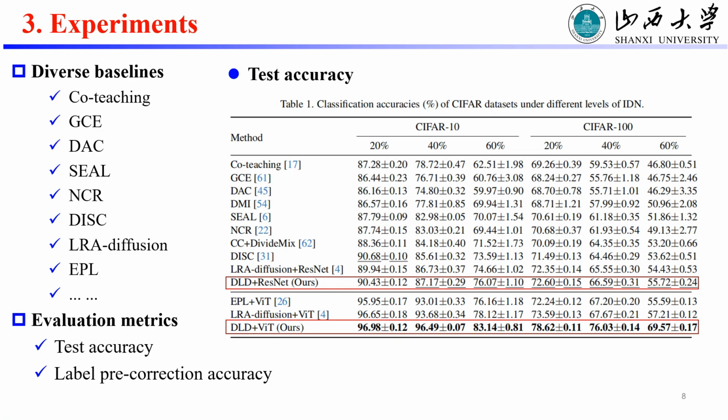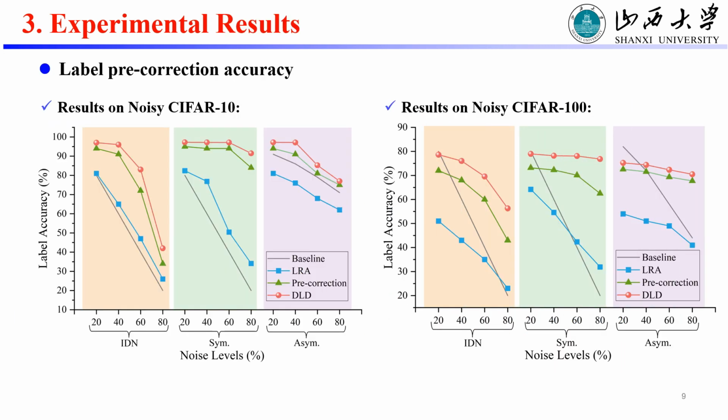We first conducted experiments on a synthetic noisy dataset containing instance-dependent noise to validate the effectiveness of the DLD model. As shown by the cursor in the results, DLD achieves higher test accuracy compared to all state-of-the-art methods, especially when combined with the ViT model. We also evaluated the performance of our proposed pre-correction method and the full DLD architecture under various types and levels of noise. The results show that the pre-correction method is both fast and effective, while DLD further improves accuracy on this basis, demonstrating the value of the decoupled diffusion paradigm.